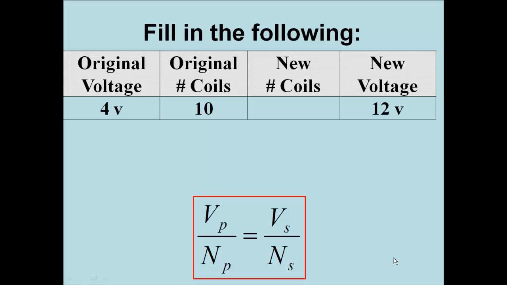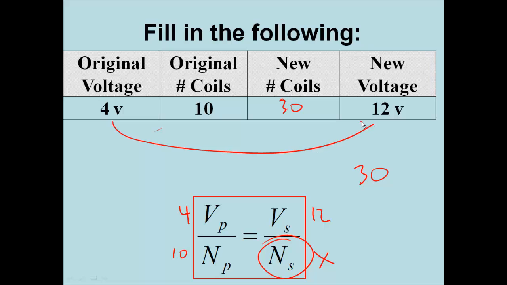So let's take a look at this. Think about what we know and what we have. The original voltage is 4. We'll put 4 here. The original coils is 10. The new coils, that's what we're solving for. The new voltage is 12. And if you solve for this unknown, you'll get 30. There's 30 coils. Well, think about this. If we have 3 times the voltage, increased 3 times, the coils should have as well.